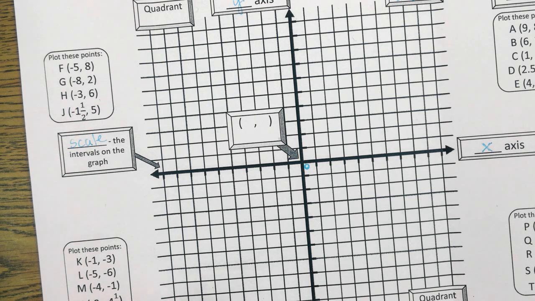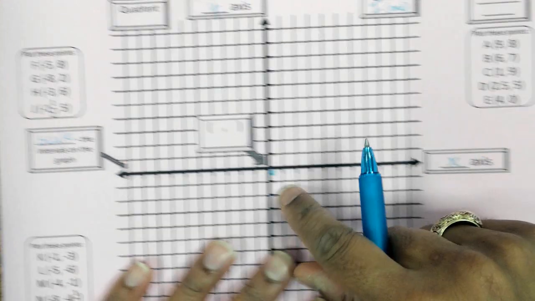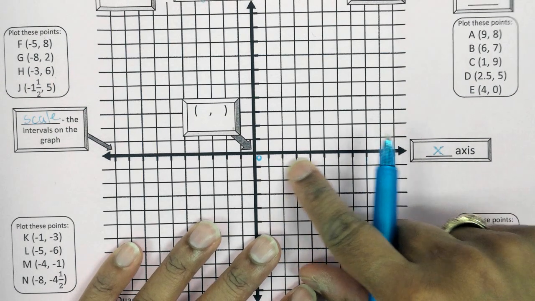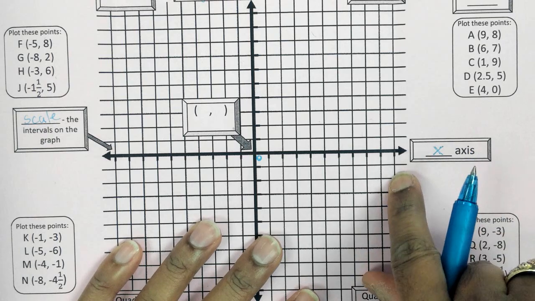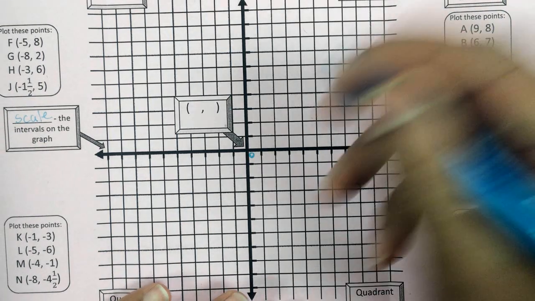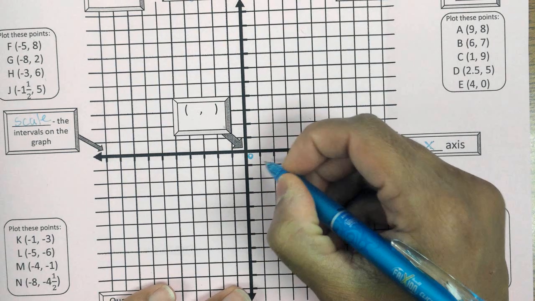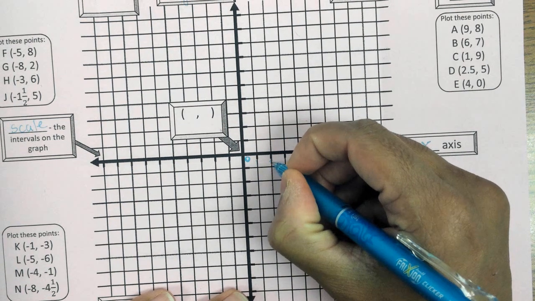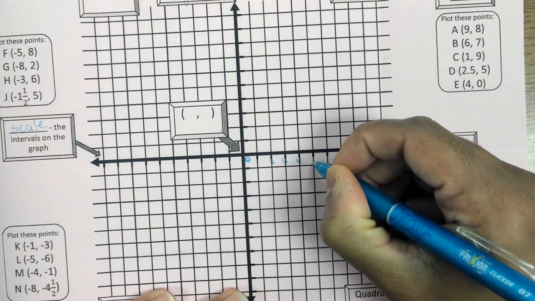So for this case, I'm going to go ahead and count by 1s. So I start in the middle at 0. And I'm just going to count 1s all the way through. And if I'm going too fast, your teacher can always pause it. So if I go to the right 1 space, that's a positive 1, 2, 3, 4, 5.